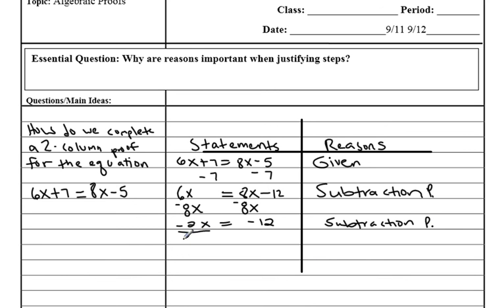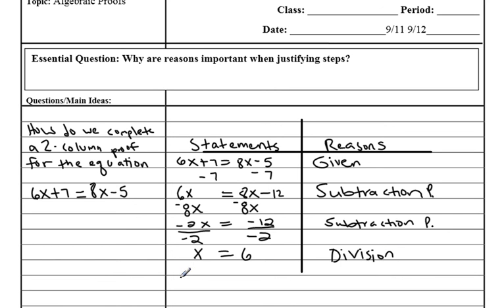Then I'm going to divide by a negative 2. Divide by a negative 2. Negative 2 divided by negative 2 gives me x, which equals negative 12 divided by negative 2 is a positive, because negative over negative is a positive, 6. And the reason I was allowed to do that is the division property.